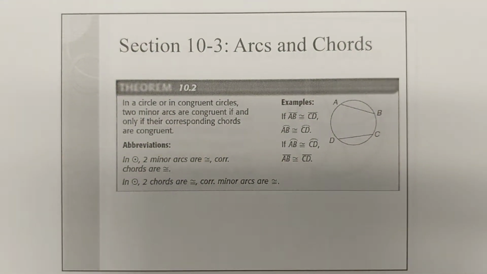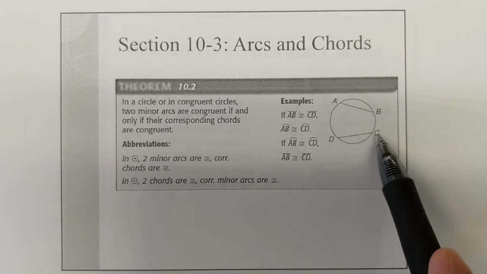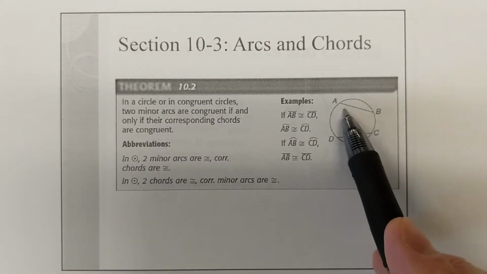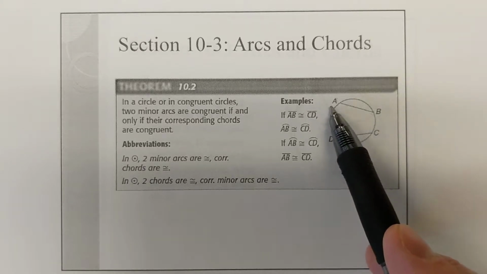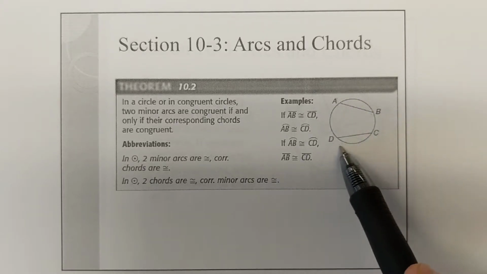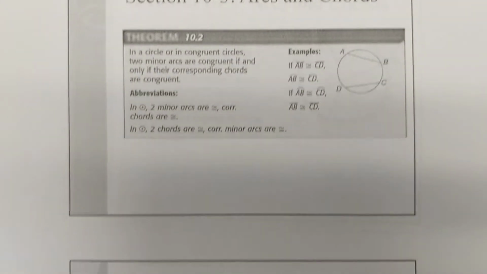So if you have a circle or congruent circles, two minor arcs are congruent if and only if their corresponding chords are congruent. The reverse is also true. If the arcs are congruent, then the chords are congruent. So here, if segment AB is congruent to segment CD, then arc AB is congruent to arc CD, and vice versa. If arc AB is congruent to arc CD, then segment AB is congruent to segment CD.